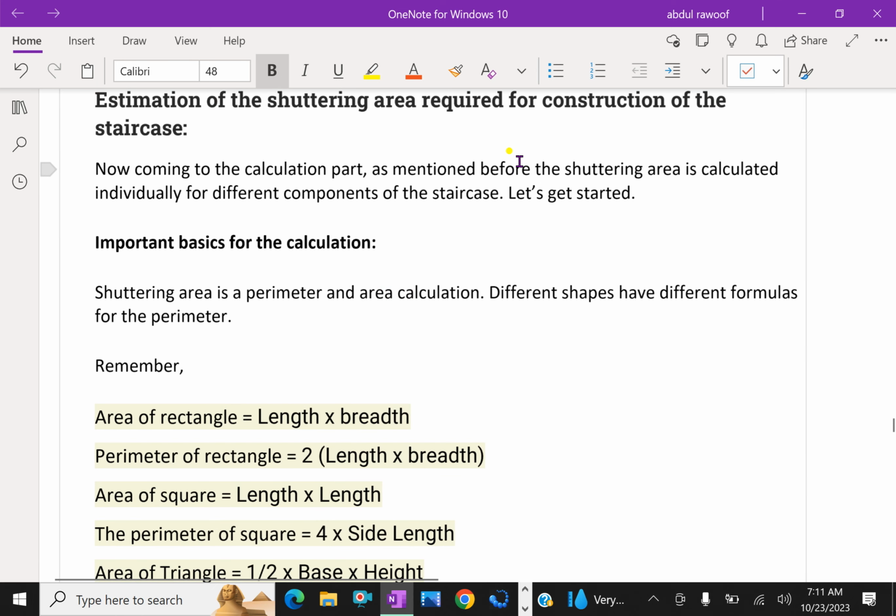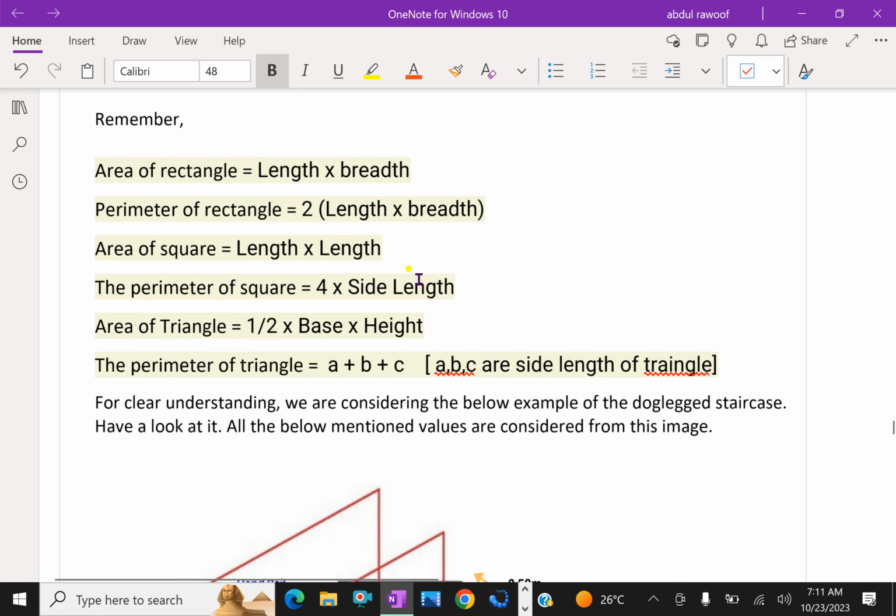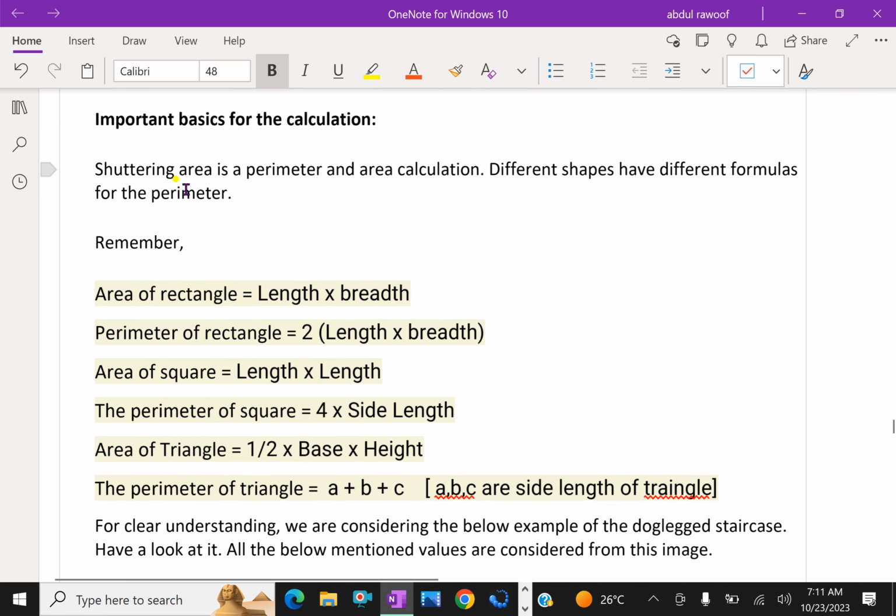Estimation of the shuttering area required for construction of the staircase. Now coming to the calculation part. As mentioned before, the shuttering area is calculated individually for different components of the staircase and then added. Shuttering area involves perimeter and area calculations. You know that different shapes have different formulas.